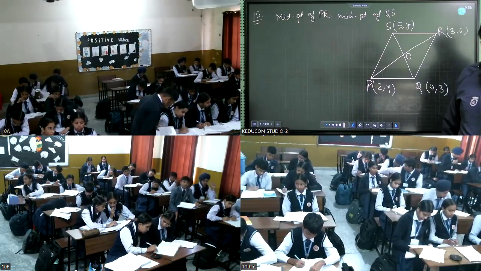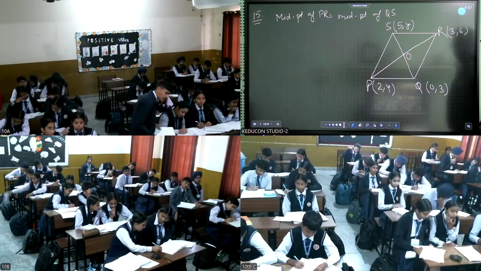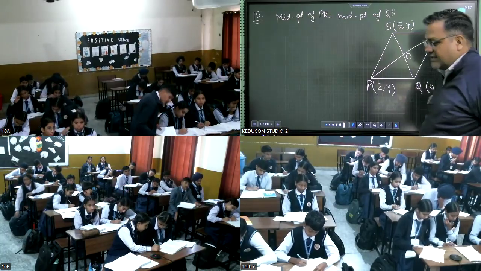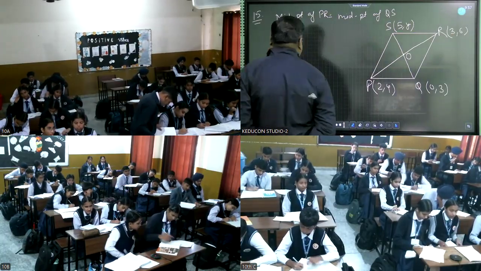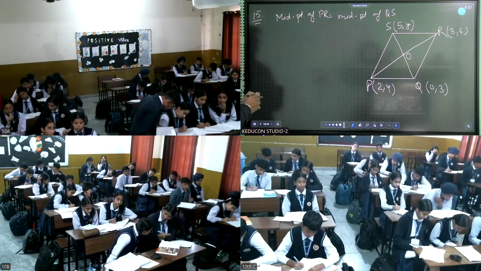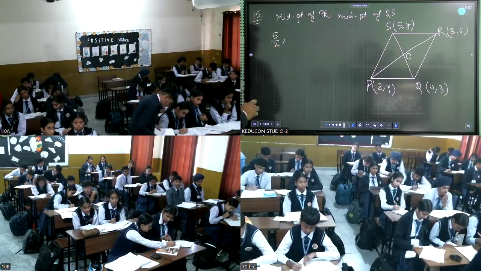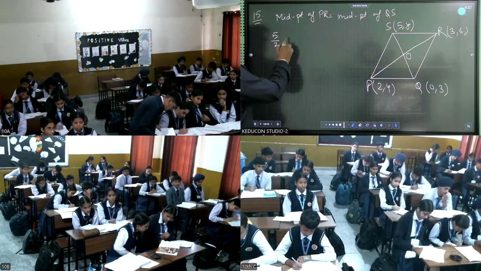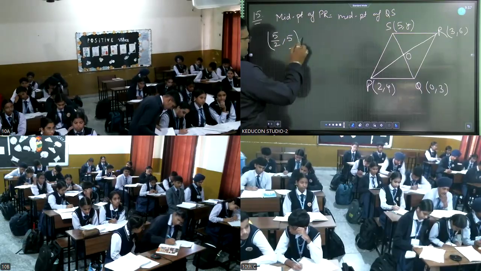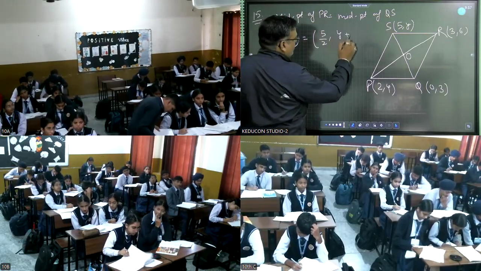सर मैंने PR और QS के जो मिड पॉइंट का फॉर्मूला है उन दोनों को इक्वल रख दिया. हाँ जी बताइए क्या रखा, बताइए क्या फॉर्मूला. PR के पॉइंट्स हैं x का है 5/2, y है 5, और जो दूसरी साइड वाले पॉइंट्स हैं उसका भी x 5/2 और y plus 3/2. 5/2 comma y plus 3/2.